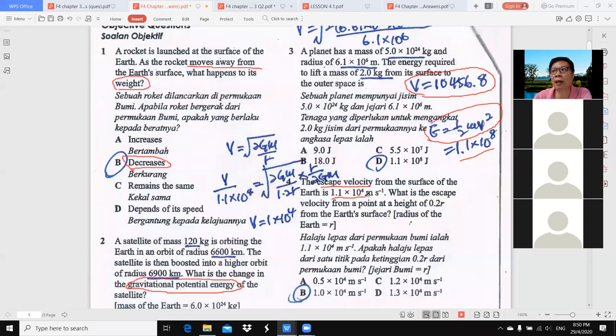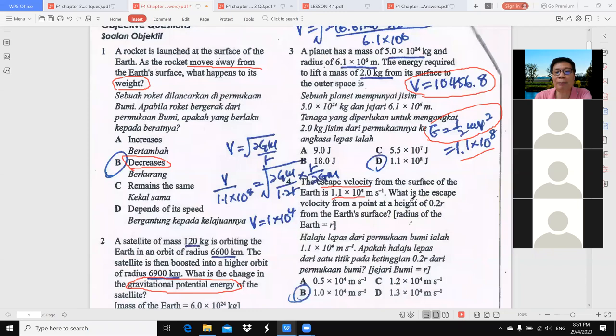How fast you must fly if you want to escape from the Earth, to go away from the Earth, you must have minimum 1.1 × 10⁴, roughly 11,000 meters per second speed, and not the value we calculated here just now. So this is the escape velocity.